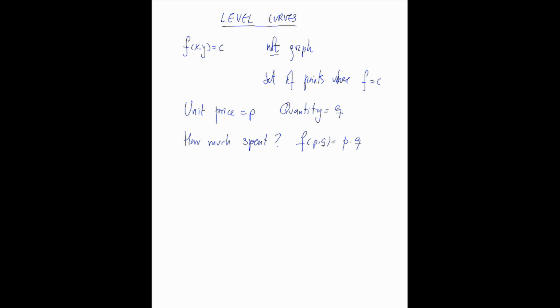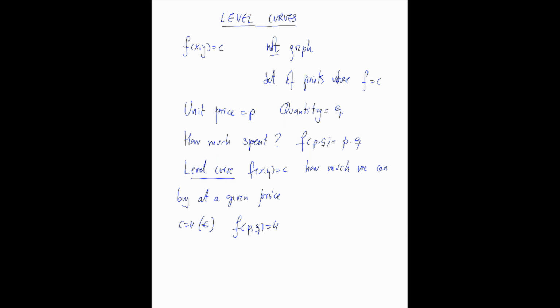Therefore, the level curve tells us how much we can buy with a certain fixed amount. The level curve f of PQ equals c tells how much we can buy at a given price. For example, let's take c equal to 4. So assume we have 4 euros. How many products can we buy with 4 euros?